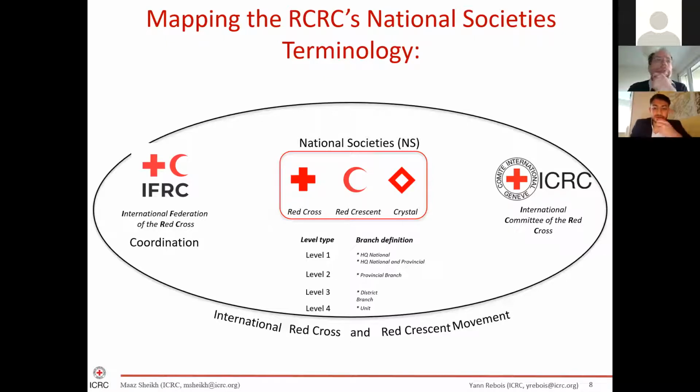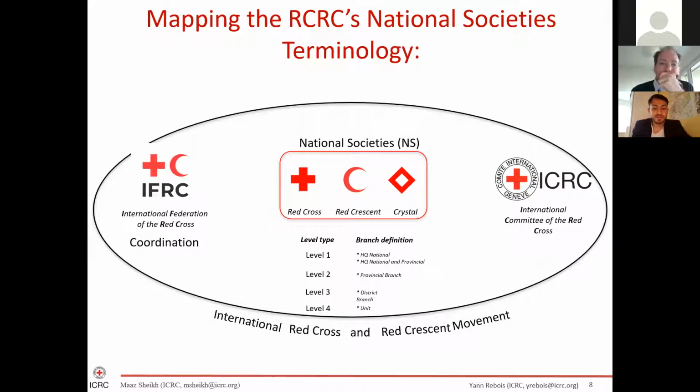Thank you, Yann. When we talk about mapping the national society structures, we must think about the scale, right? So we have to put some levels in the data models. Let's take a country, for example. Let's take France. Paris could be a level 1 national society structure, and it could correspond to the HQ.